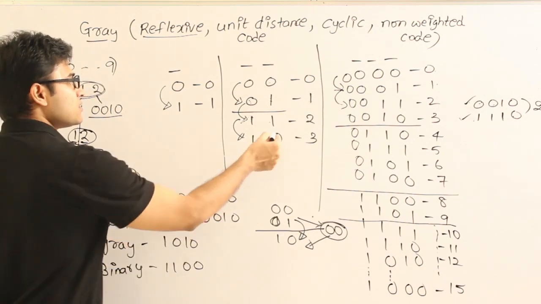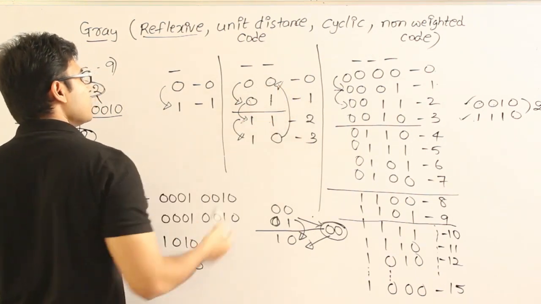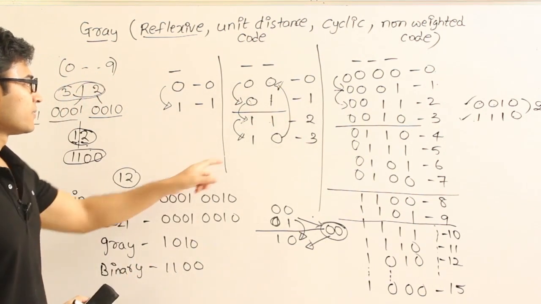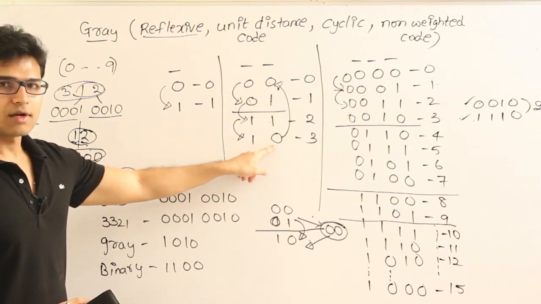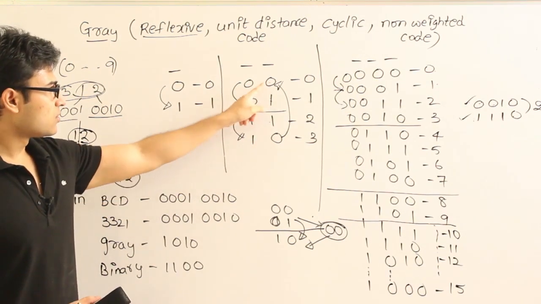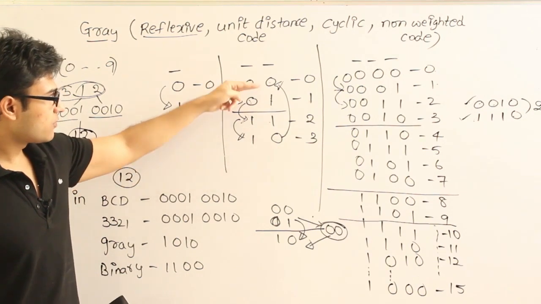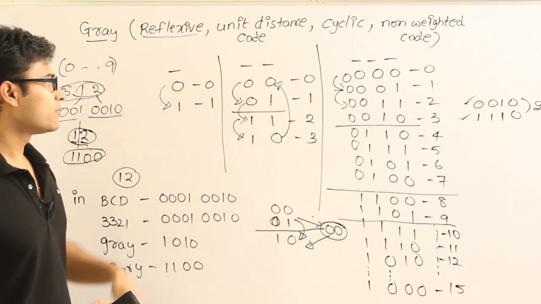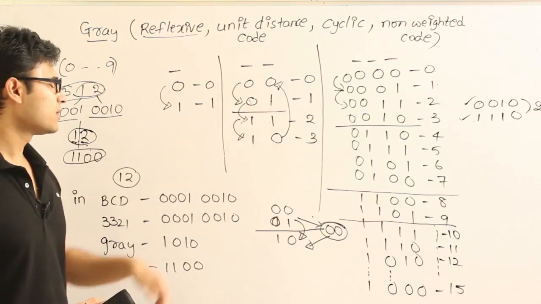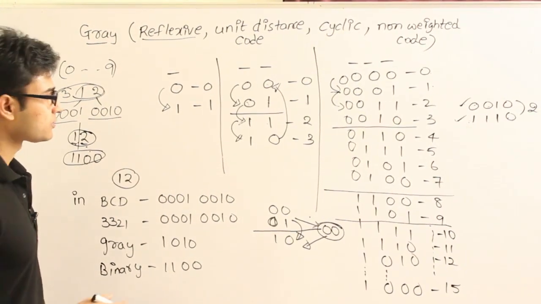Even you can see the distance between the last one and the first one. Even there the distance will be 1. See this, this is the last number, right? And it is 10 and it is 00. Therefore, in order to convert from here to here, you have to change just 1 bit. Therefore, even the distance here is 1. That is why it is called cyclic.